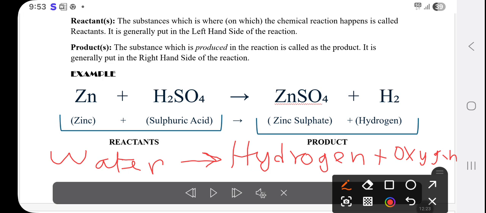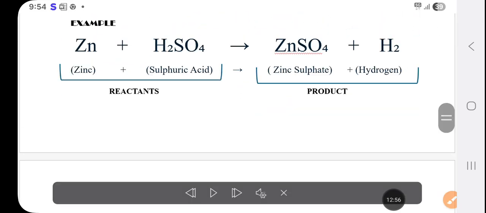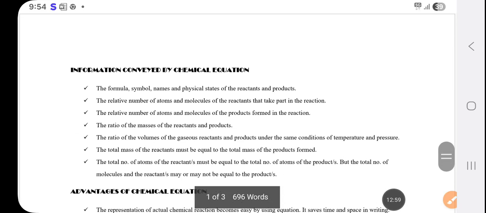But how many molecules of water will give us how much hydrogen and how much oxygen? No. What is the formula of water? No. What is the formula of hydrogen? No. What is the formula of oxygen? No. At which temperature is it formed? No. What are the necessary requirements? No. Nothing. Just water gives out hydrogen plus oxygen. This is not enough, and that is one of the most important advantages of the chemical equation.